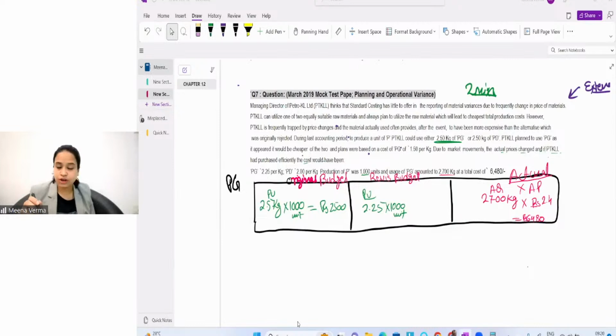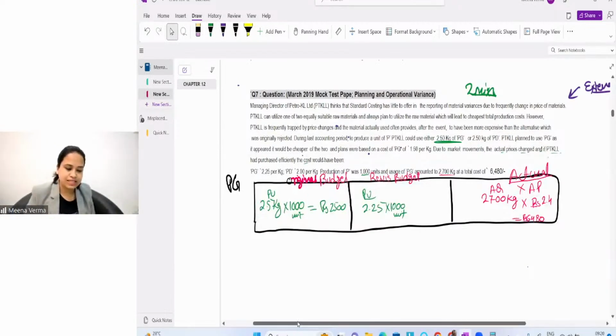The operational variation is a controllable variation because you can control it, right? Internal management can control it. But the planning variation is an uncontrollable variation. You cannot control those variations, right? So in this way, you will see the variations, the controllable and uncontrollable variations, right?